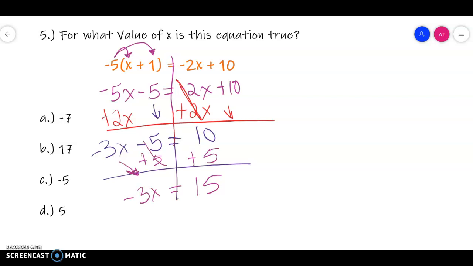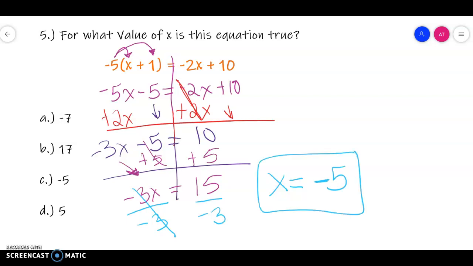Bring down my negative 3x. And the last thing to do is divide both sides by a negative 3. So the negative 3's are going to cancel. A positive divided by a negative is a negative. 15 divided by 3 is 5. So let's look at my answers. Looks like it's going to be C.